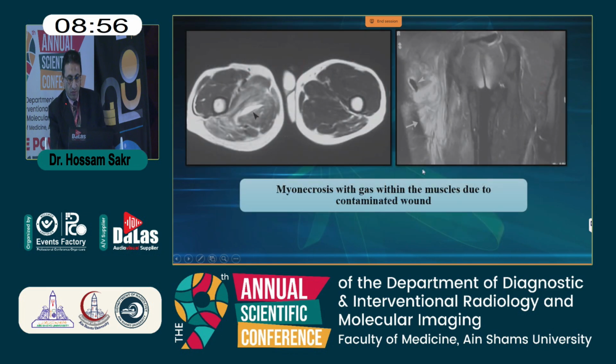Myonecrosis with gas within the muscle due to a contaminated wound. This is a T2 image with abscess or fluid collection seen within the muscle, and the gas appears as low signal intensity on fat suppressed images and all pulse sequences.